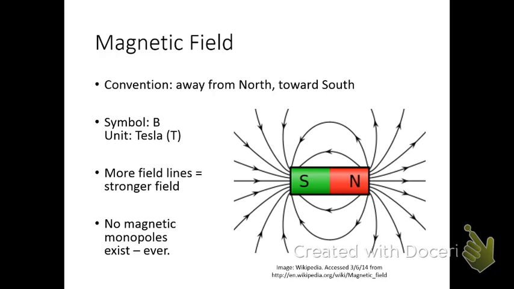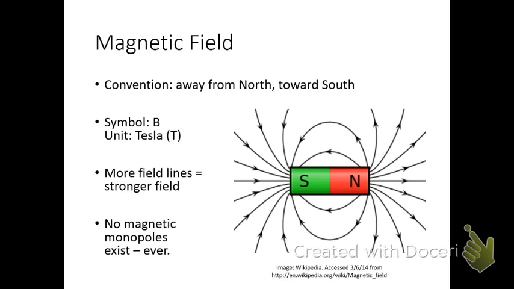Now, the convention for the magnetic field is that, at least outside the magnet, it points away from the north, loops back around, and goes in the south. Now, magnetic field shape is going to change based on the shape of the magnet, but the one we talked about was a bar magnet.